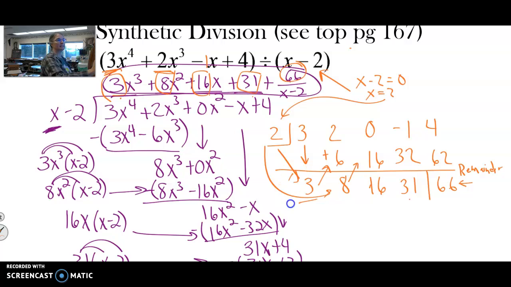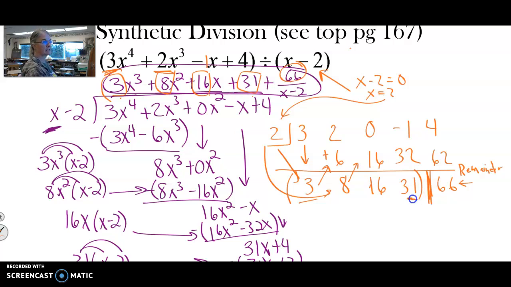And then these numbers over here are going to be the coefficients of the quotient. I'll say that again. Those are the coefficients of the quotient. And so this guy right here, this is the remainder, the 66. So starting at 31, it's a positive 31 because there's no negative in front of it. If it was a negative 31, you'd have a coefficient of negative 31.